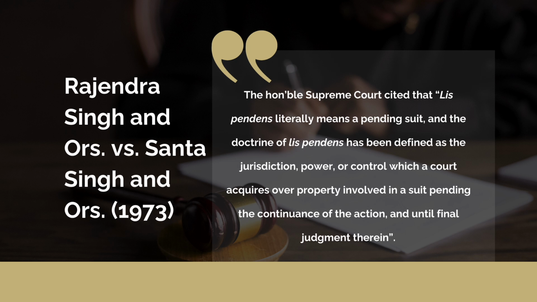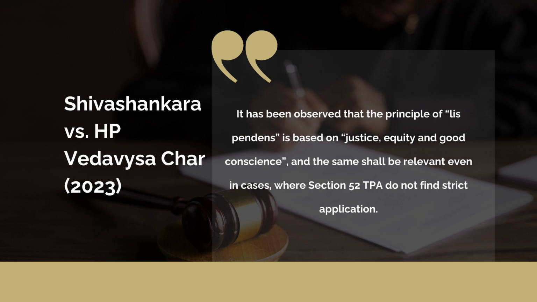In the case of Rajendra Singh and others versus Santa Singh and others, 1973, the Honorable Supreme Court cited that lis pendens literally means a pending suit, and the doctrine of lis pendens has been defined as the jurisdiction, power, or control which a court acquires over property involved in a suit pending the continuance of the action and until final judgment therein. Recently, in the case of Shiva Shankara versus H.P. Devaiah-Char 2023, it has been observed that the principle of lis pendens is based on justice, equity, and good conscience, and the same shall be relevant even in cases where Section 52 TPA does not find strict application.